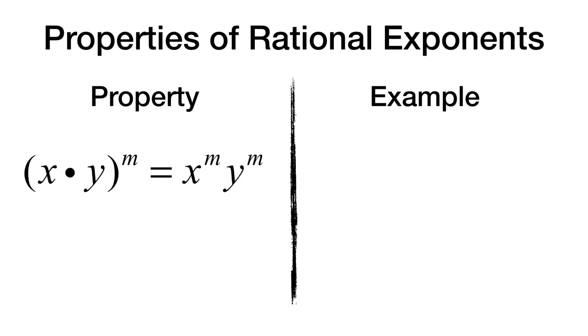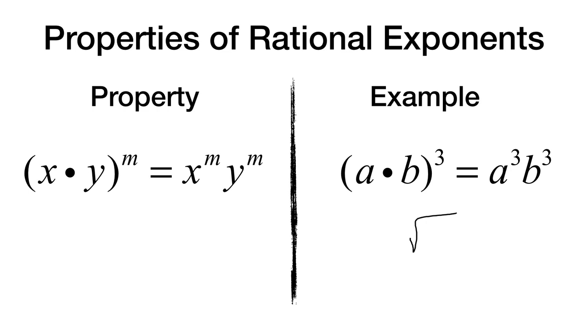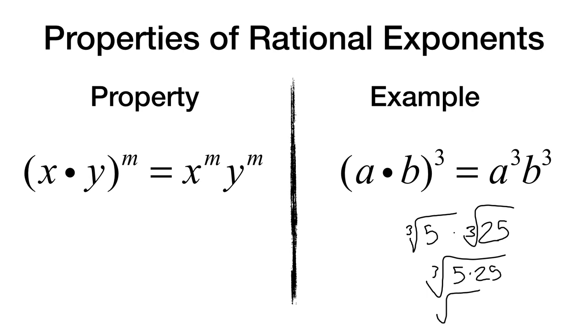Here's our next one. If I say x times y to the m power, then each of those could be done separately. So a times b cubed is the same as a cubed b cubed, or for instance, we could also go the other way, where if I said the cube root of 5 times the cube root of 25, we could also say the cube root of 5 times 25, which would be the cube root of 125, or just plain 5.